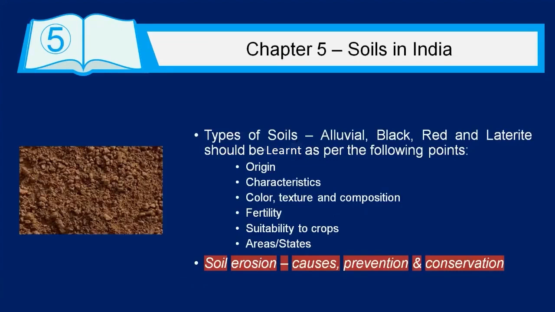Remember, red soil has a red color due to ferric oxide or iron oxide and not due to iron. The differences must be written in a tabular form. You must remember that location is not considered a characteristic. The area, state, and regions are different. You should be aware of it.